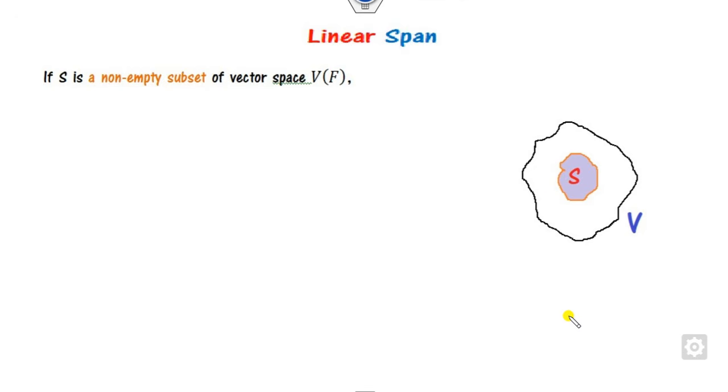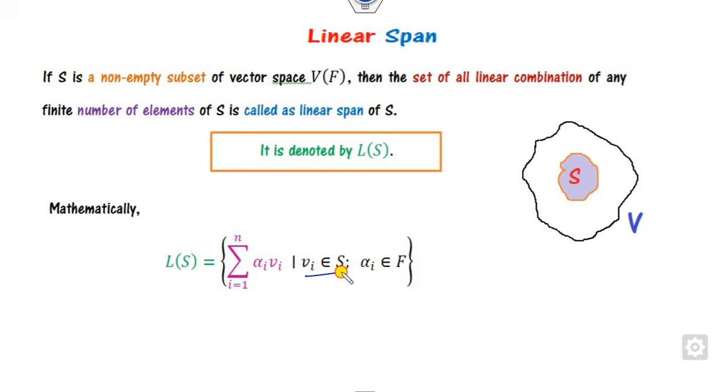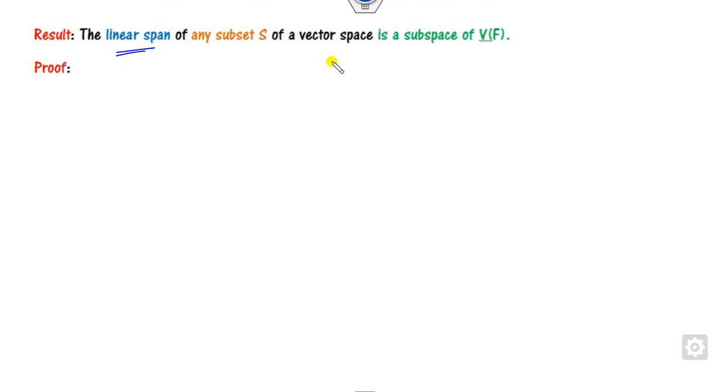Next definition: what is the linear span? Consider S a non-empty subset of V. Then the set is said to be the linear span if it consists of all those linear combinations of the elements of S. Remember that for a linear combination the elements are from V, but now, for the linear span, the elements are from S. So take the elements of S and write them as linear combinations. Then we call it the linear span, which is denoted by L(S). It can be easily proved that this linear span forms a vector space, or you can say it forms a subspace of the vector space.